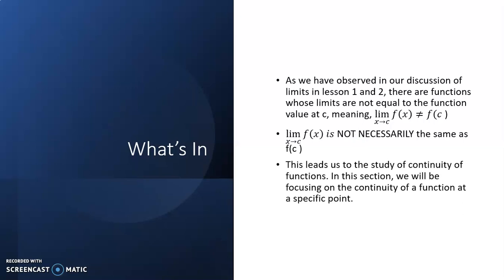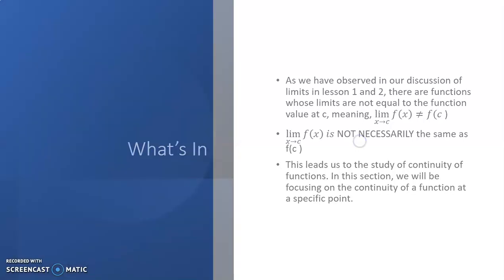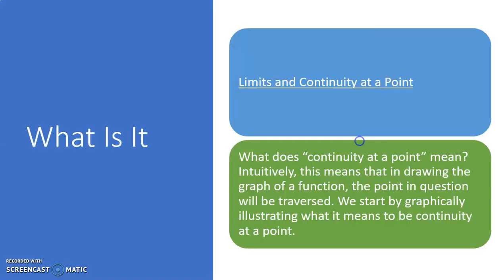In this section, we will be focusing on the continuity of a function at a specific point. Limits and continuity at a point. What does continuity at a point mean? Intuitively, this means that in drawing the graph of a function, the point in question will be traversed. We start by graphically illustrating what it means to be continuous at a point.